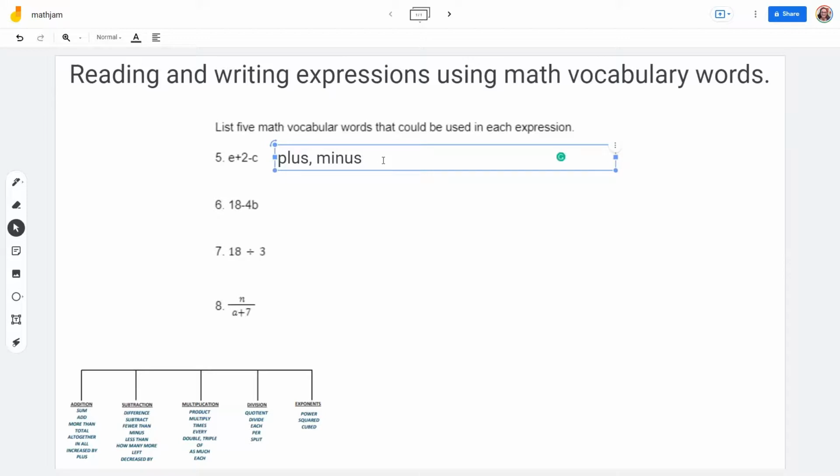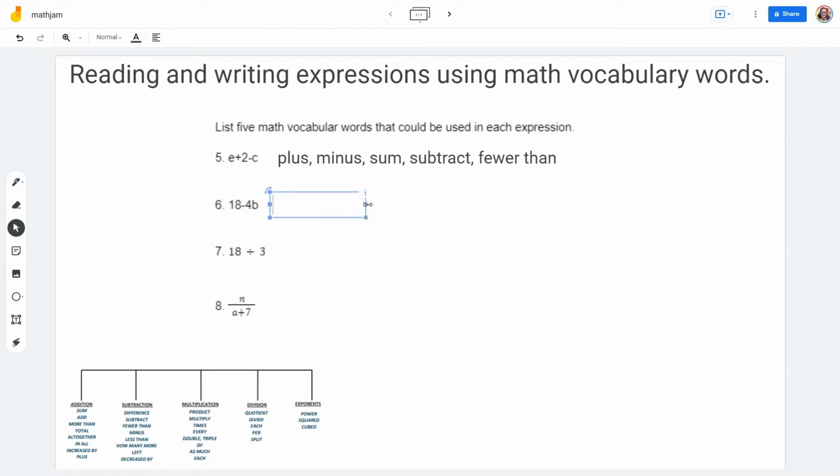So we've got plus, minus. Under addition, we also have the word sum. So we could use that. In subtraction, we have minus. We could use subtract, or we could also use fewer than. Okay, so there we are. We've got our 5. All right, let's take a look at the next one.